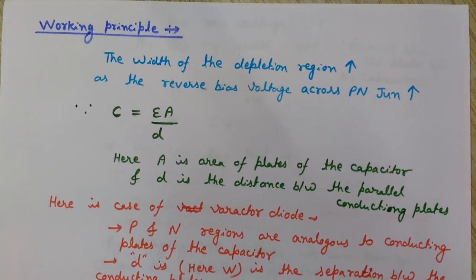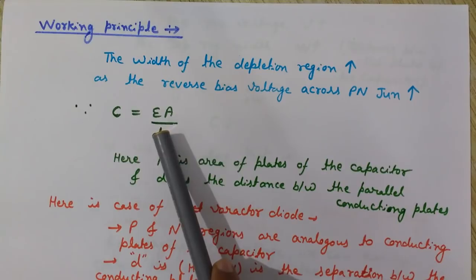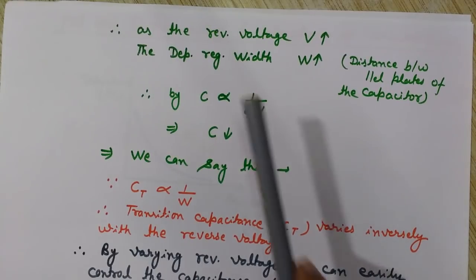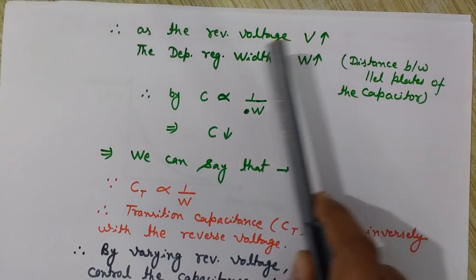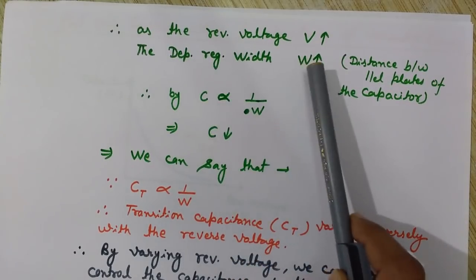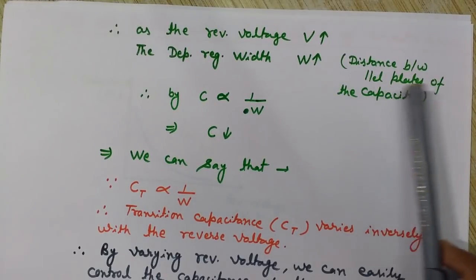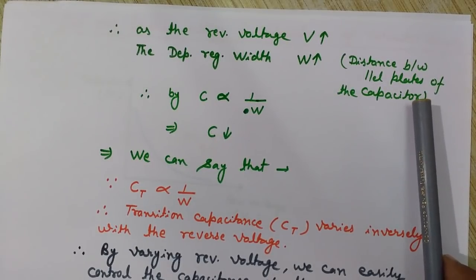Now we will see the concept with the help of this formula. Here this D, what is it? The distance between the plates of the capacitor. Here we have used the W sign to represent the width of this depletion region working as a dielectric. So as we increase the reverse bias voltage, the depletion region width, that is W, increases. We can say that the distance between the parallel plates of the capacitor increases.